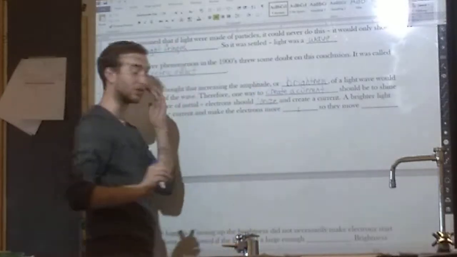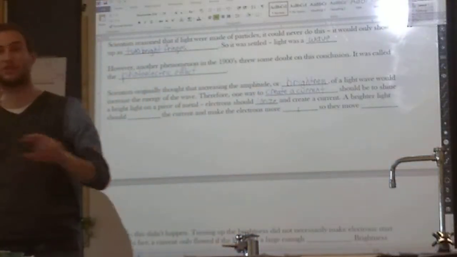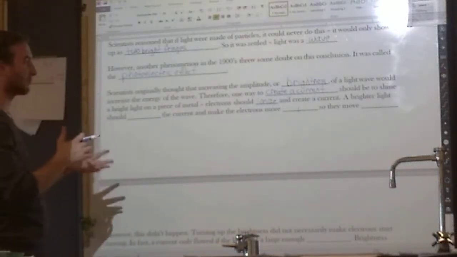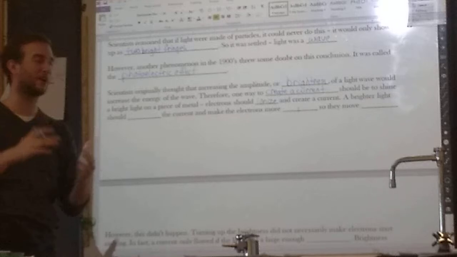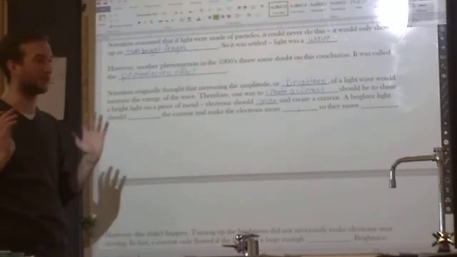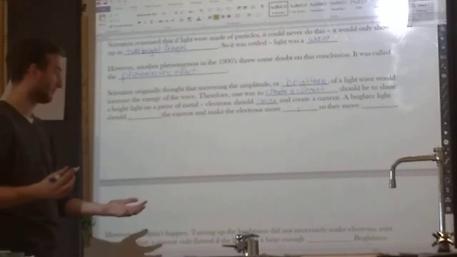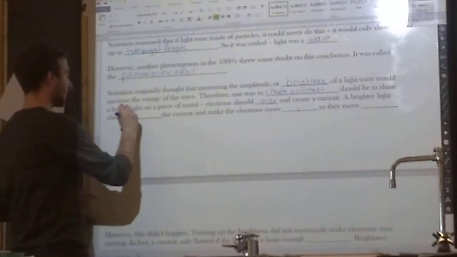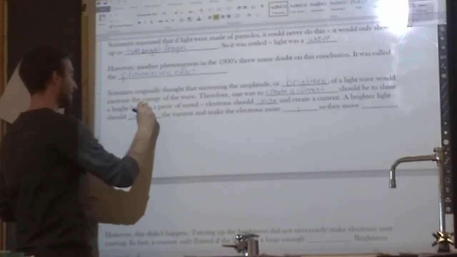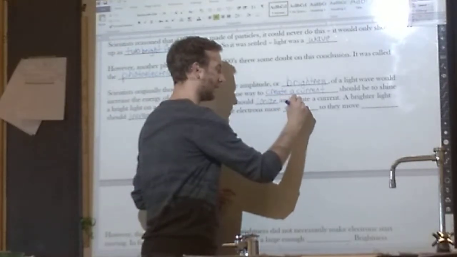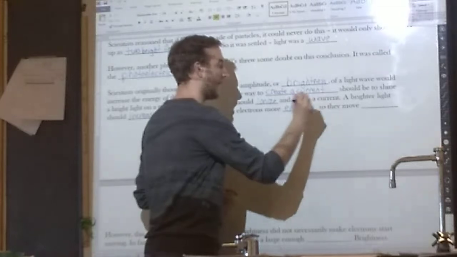And then if those newly free electrons could be directed a certain way, now you've created a current. So they figured one way they could create a current: shine a really bright light on a piece of metal, ionize some electrons, and push them in a certain direction. That will create a current. If you have a brighter light, that should increase the current. And it should not only increase the current, it should make the electrons more energetic. Okay? It should give them more energy.